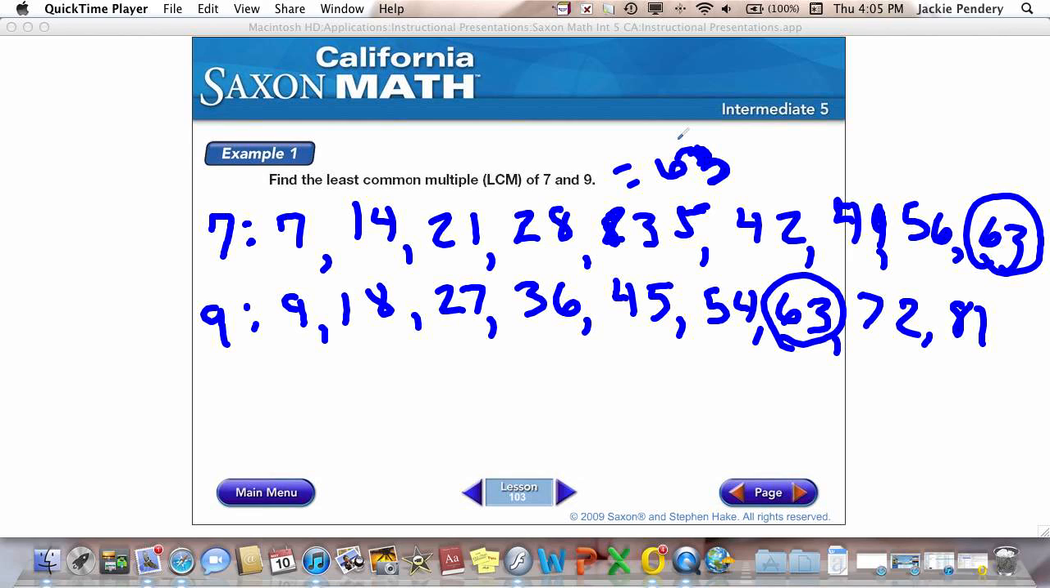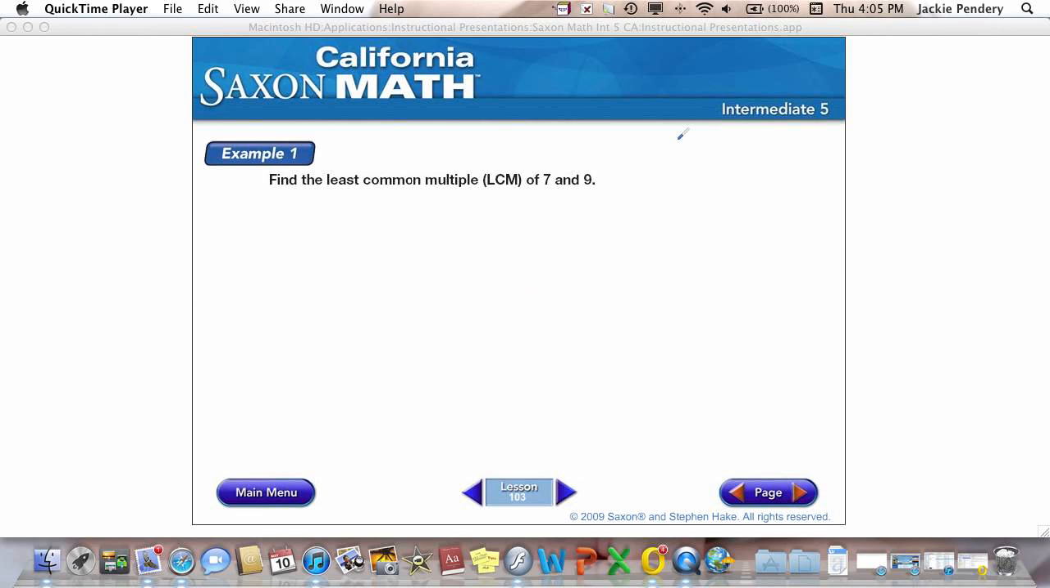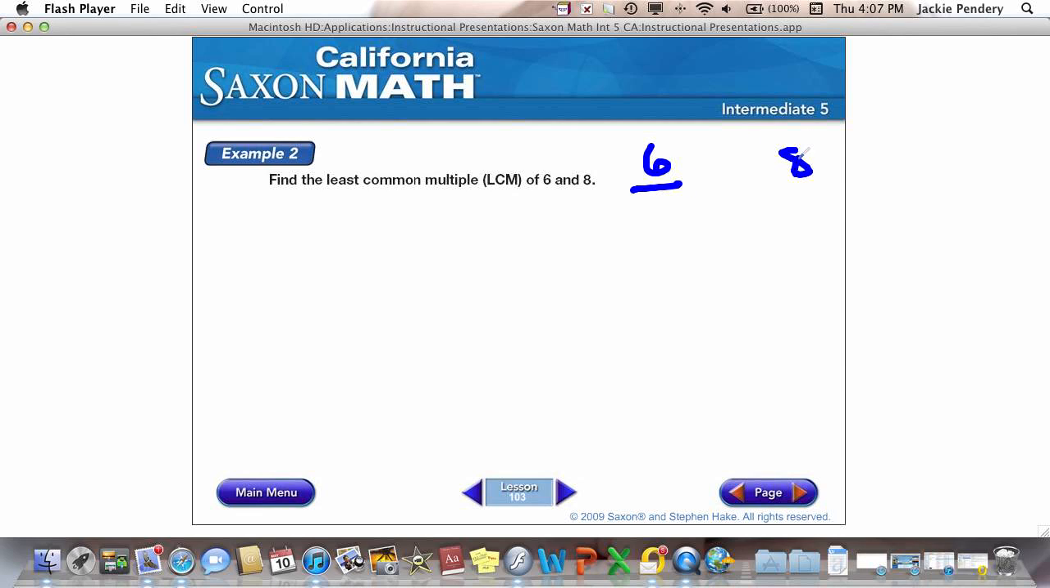Okay? But there's got to be a little bit of an easier way to do this, rather than writing these all out. But let's do another one first just to make sure. So let's go on to example 2, which says find the least common multiple of 6 and 8. So again, we're going to write our list. You can write it horizontally or you can write it vertically. I'll write this one vertically just so it looks a little bit different.